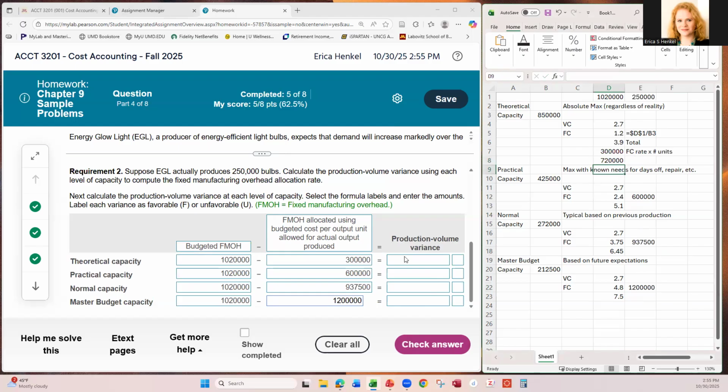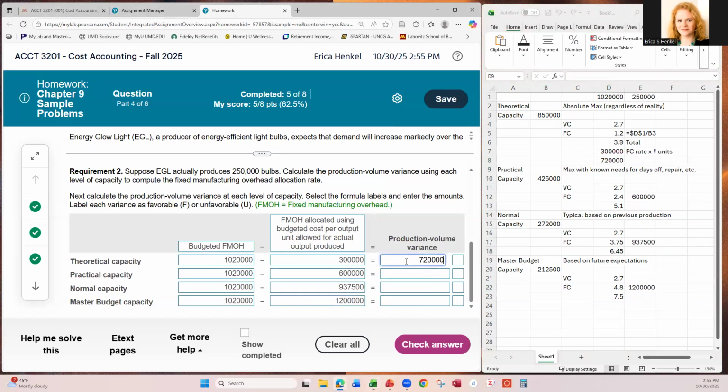So 720,000 and 420,000. I'll do 82,500 and 1,200,000. Okay, and then remembering that we always put these in here as a positive.